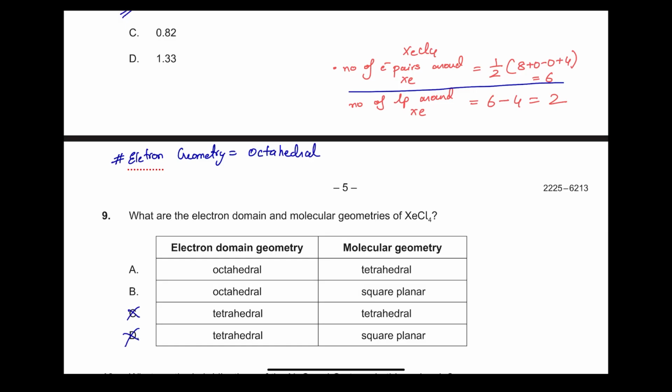Now the molecular geometry, or the shape. In an octahedral electron geometry, you can place lone pairs only on the axial positions, not the equatorial positions. So XeCl4 will look like this.